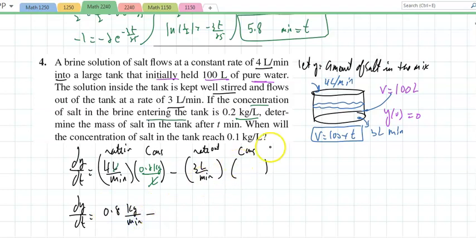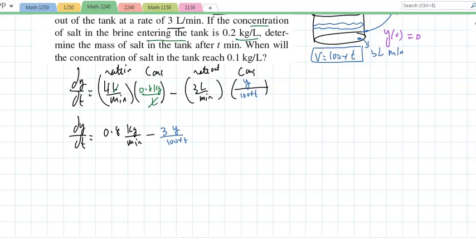Well, what's the concentration? Once you add the new substance, the water is no longer pure. You have Y amount of salt in there, and the volume is 100 plus t. So that's going to be negative 3Y over 100 plus t. Now, this problem is a bit trickier. Maybe I should convert the 0.8, make it 8 over... it doesn't matter, I'll leave it. Since I'm going to use a calculator anyways, it makes no difference.